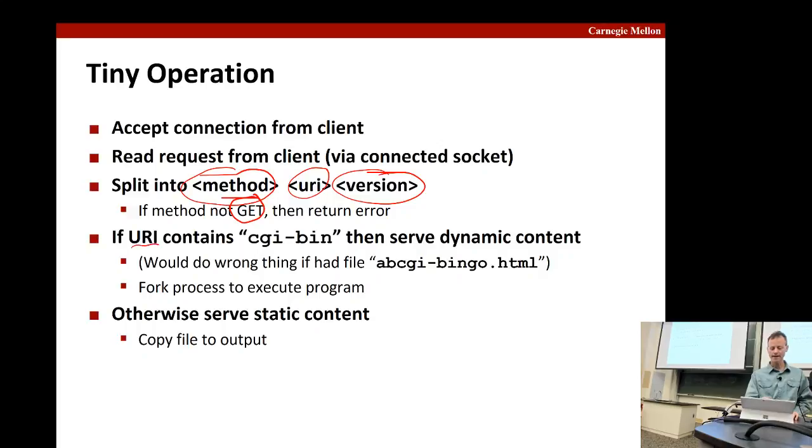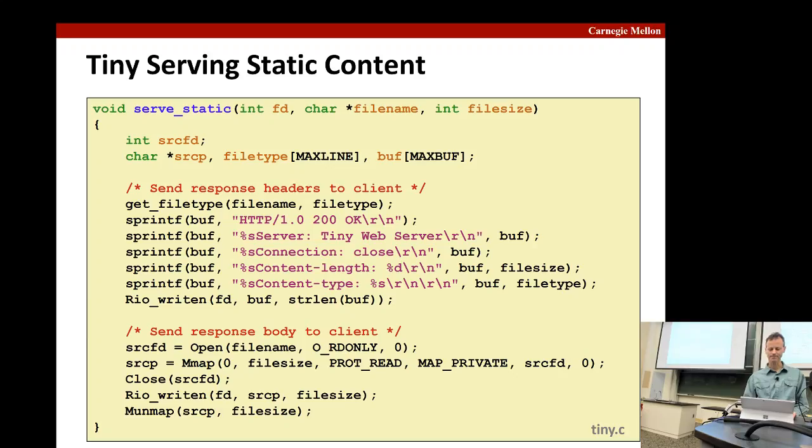If the URI contains this text string in it, then it's assumed to be dynamic content. So of course it's easy to mess it up, because it's just doing a text string match. The fact that cgi-bin is part of this URL will definitely confuse it. And it will do the heavyweight thing of forking a process to execute the program. Otherwise, it just serves the static content. All right, so let's look at that first, serving the static content.